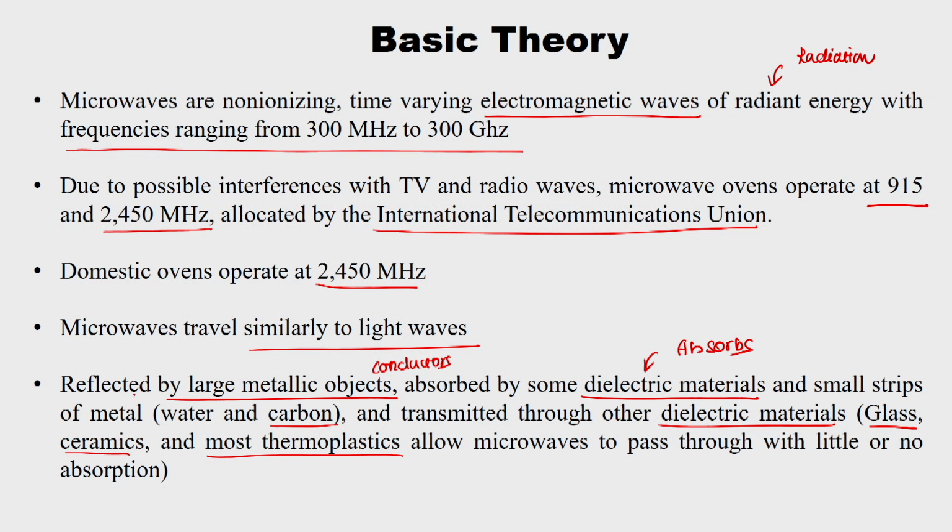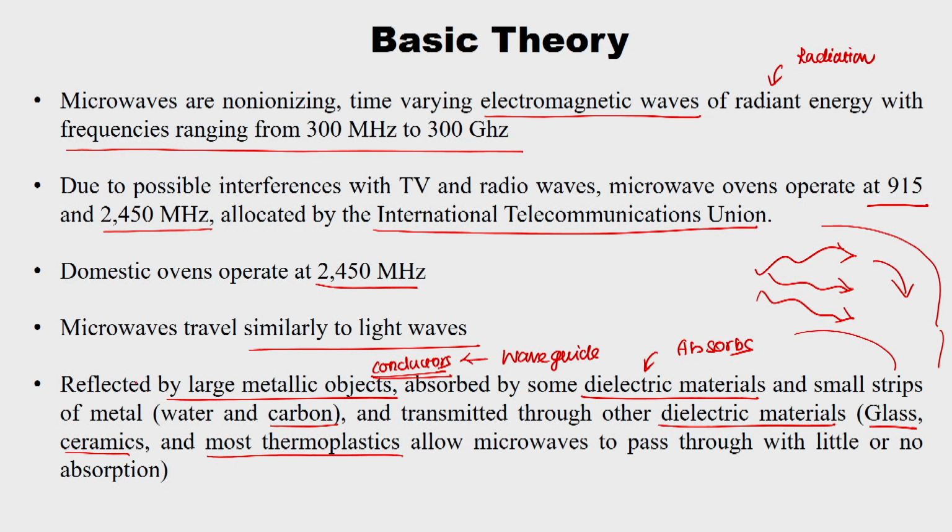These are reflected by large metallic objects, which are nothing but conductors of heat. So, they can be used as the waveguide. Waveguide in the sense, when waves are coming like this, I want these waves to be accumulated at one particular point. So, I want to use these metallic objects, which reflect the microwave energy, as a waveguide, so that even if the wave goes here, it reflects back to the place where I wanted. So, this can be used as a waveguide, and it absorbs that material.